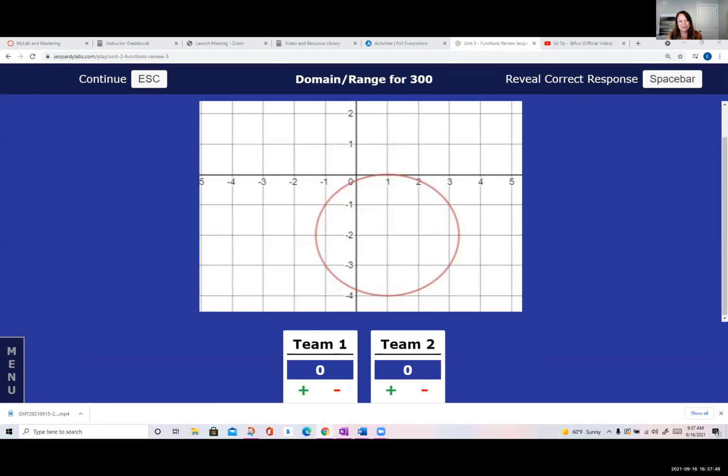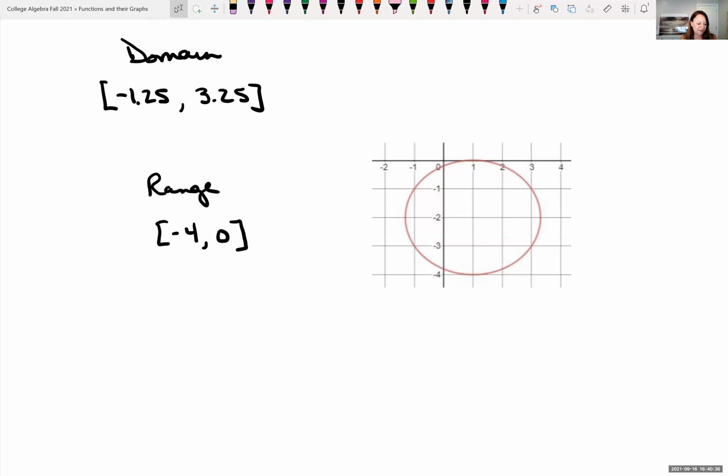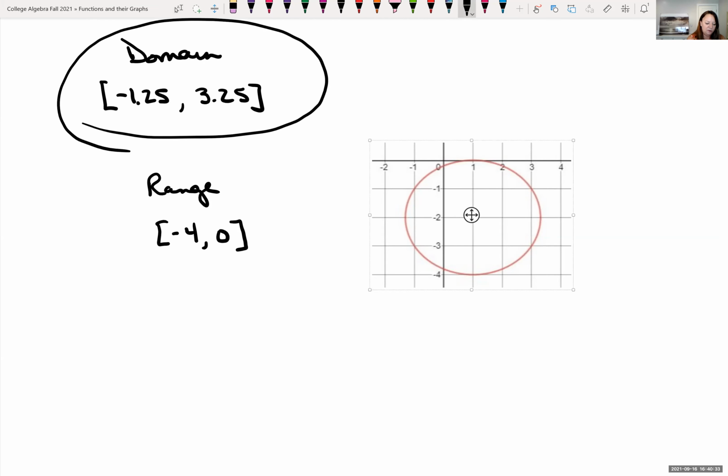I made it so you can see the whole picture. Okay, so you guys got it right. You said that the domain was between negative 1.25 and 3.25, and those are your X values. If you look at the X value here, we can estimate, so about negative 1.25, and I would have given you that. And this is about 3.25. So all the X values that we're hitting are between negative 1.25 and 3.25.